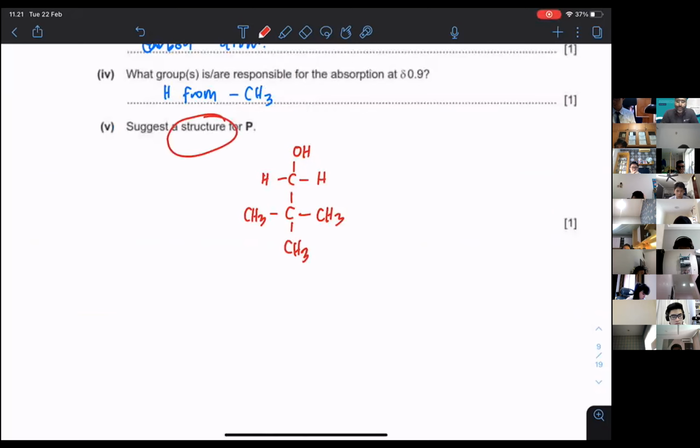Sometimes they say draw the displayed formula, draw the structural formula, draw the skeletal formula. They can just come up with their own version. But this is the idea. If they didn't specify any way that you draw, it's okay. This is going to be how you solve this particular question.